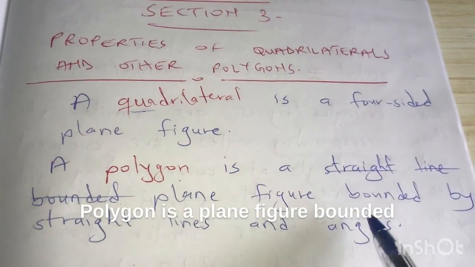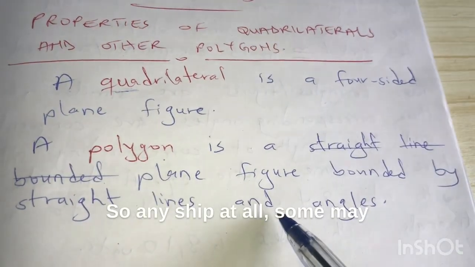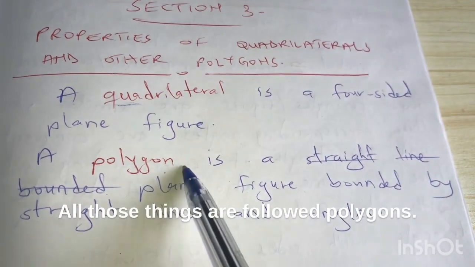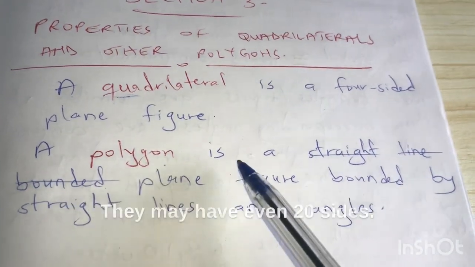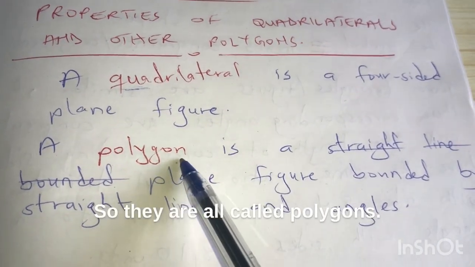A polygon is a plane figure bounded by straight lines and angles. So any shape at all. Some may have 10, some may have 11, they may even have 20 sides. All those things are called polygons.